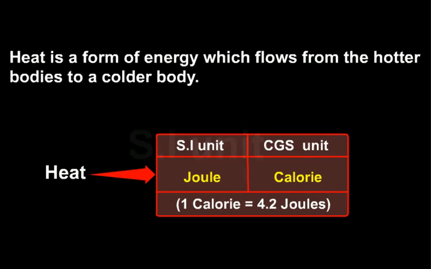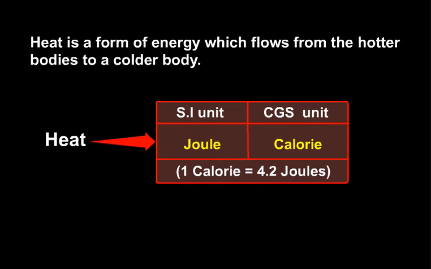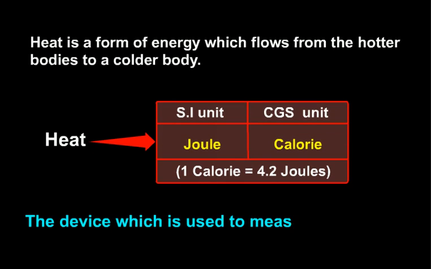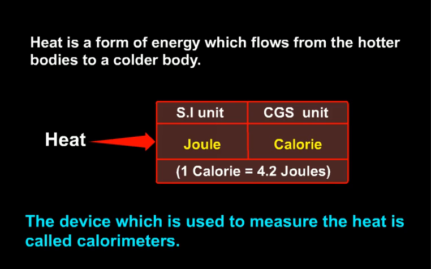The SI unit of heat is joules. In CGS system, heat is measured in calories. 1 calorie is equal to 4.2 joules. The device which is used to measure the heat is called a calorimeter.